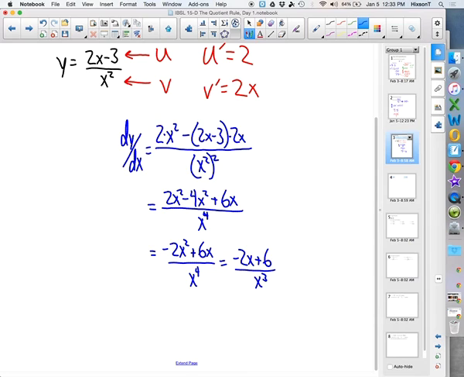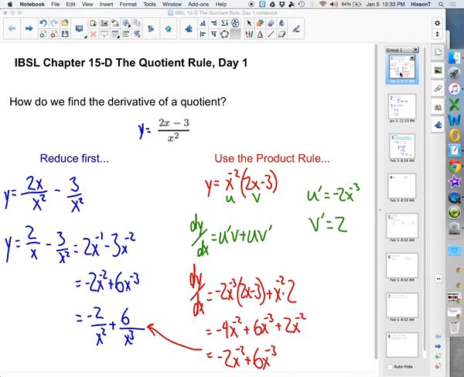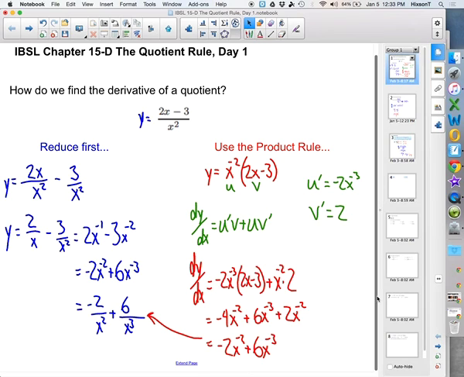Okay? And we can stop there. Okay, you should actually cancel out the x. What you don't need to do is go any further. We could split this into two fractions, and we'd get a negative 2 over x squared plus a 6 over x cubed, and the only reason I'll write that down is because that is exactly what we got back here. Negative 2 over x squared plus 6 over x cubed.